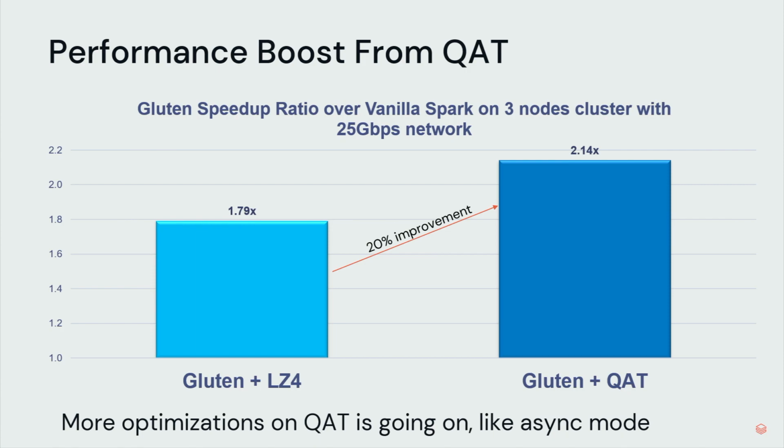So you can see that compared to LZ4, the performance boosts by 20%. So you may ask how much performance boost there is compared to ZSTD. ZSTD is 7 to 9%. It depends on the compression algorithm. And also, we are still working on the process to optimize the QAT.